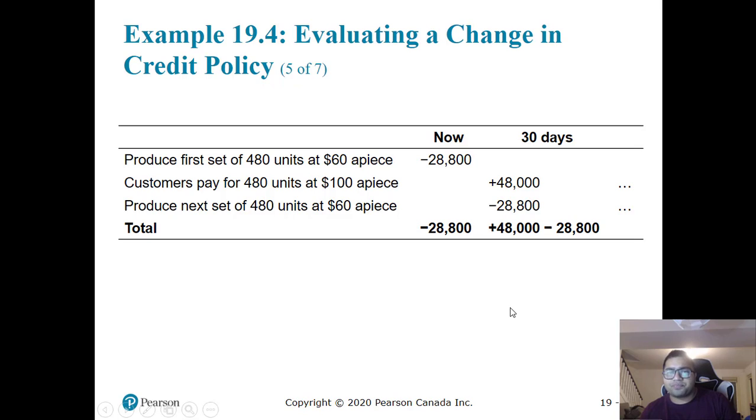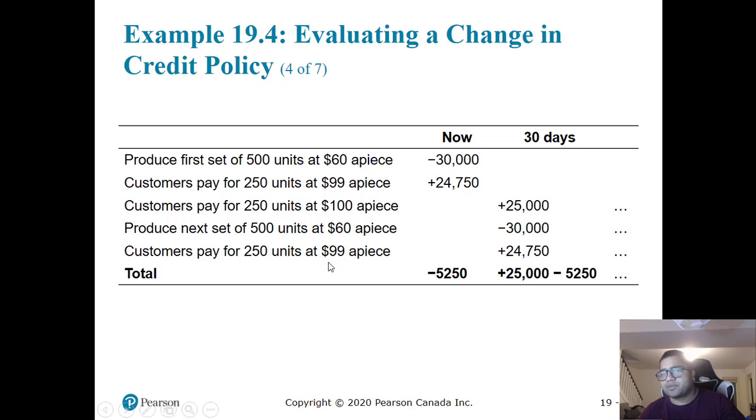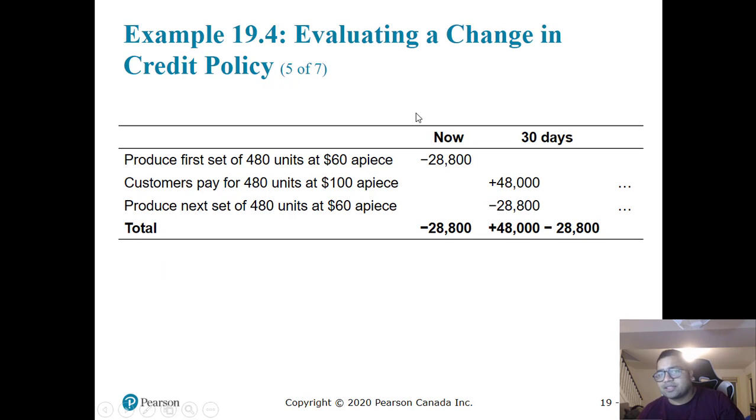In the same way, if you get rid of this policy, what will happen? Everyone takes credit. So you spend $28,800 right now, for 480 units, 20 units fewer sold, times $60. So $28,800 you spend right now. Customers pay everything after 30 days. So 480 times 100 is $48,000. Then you produce the next set of units. So this is the cash flow.